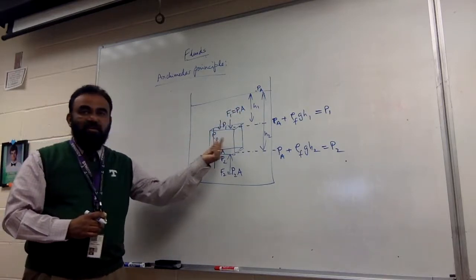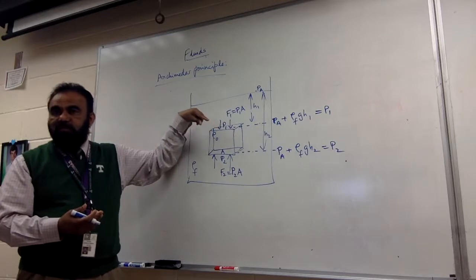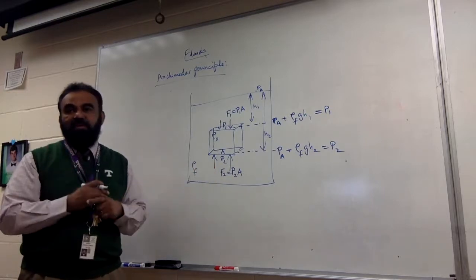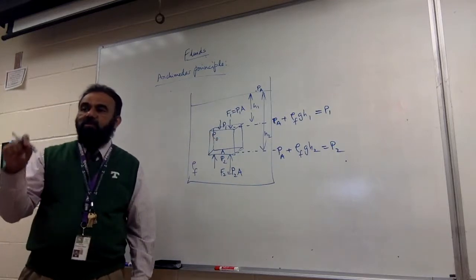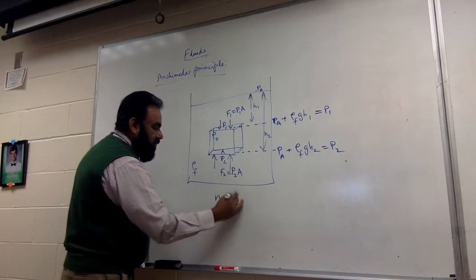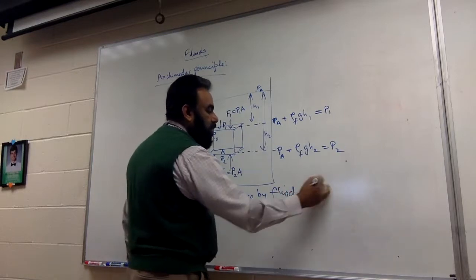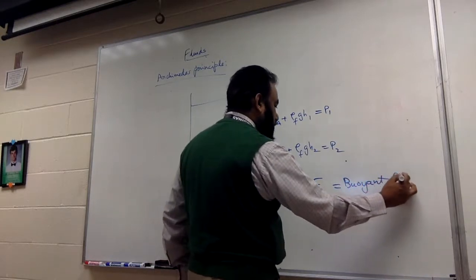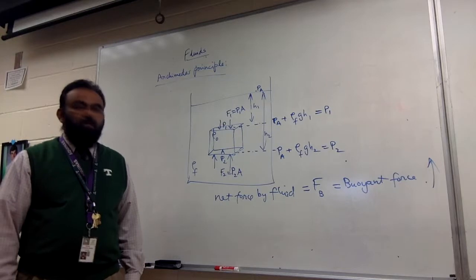So now looking at this block, it's experiencing two forces, one from below and one from above. Which one is bigger? From below is bigger, right? So which way will the net force be acting? The net force on the object will be acting upward, and that net force by the fluid is called buoyant force, right? And the buoyant force is always upward. It's never downward. Buoyant force is always upward.